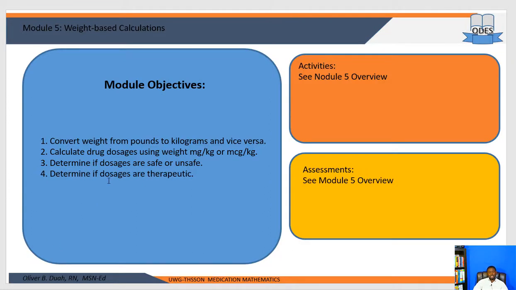At the end of this session, I expect you to be able to convert weight from pounds to kilograms easily, and then to also calculate drug dosages using weight in pounds or kilograms, whether it's milligram per kilogram or microgram per kilogram. Then determine if dosages are safe or unsafe using the therapeutic range that is provided to you. And also to determine if the dose is adequate enough to elicit a therapeutic response.